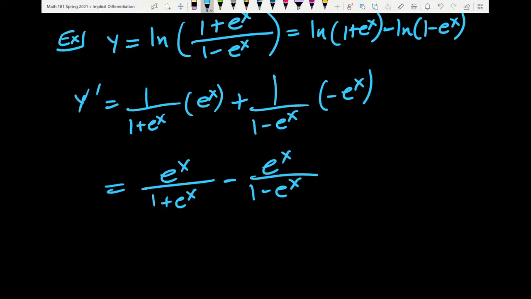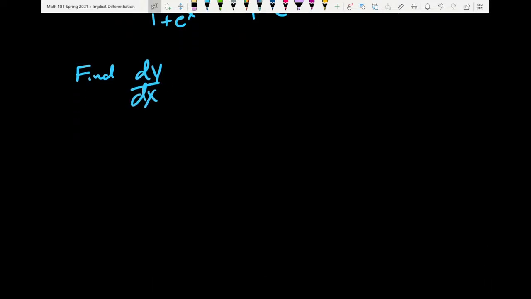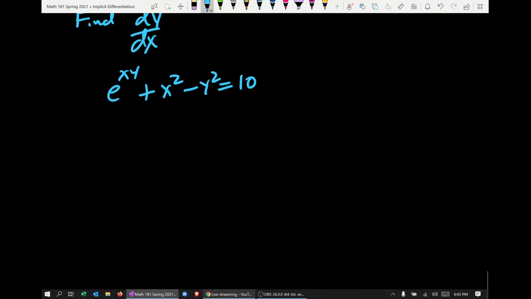All right, let's try this one. Find dy/dx for e to the xy plus x squared minus y squared equals 10. Try this one, kids.